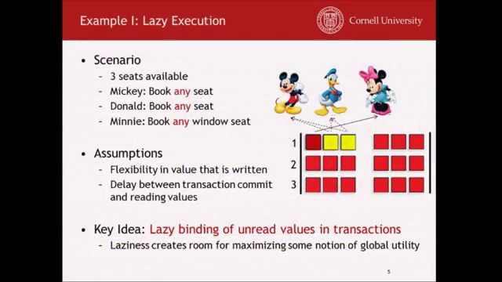I made these 2 assumptions of what these transactions are doing. One is that there is flexibility in the value that is being written. That is, Mickey does not care which exact seat he gets, as long as it satisfies a certain set of constraints. And second, that there is a delay between the point at which the transaction commits and the point at which you read the values which are written by the transaction. Now, humor me for now and assume that there is a broad class of applications which satisfy these 2 assumptions. I'm going to return back and precisely identify what this class of applications is.